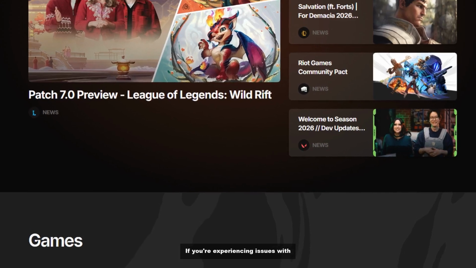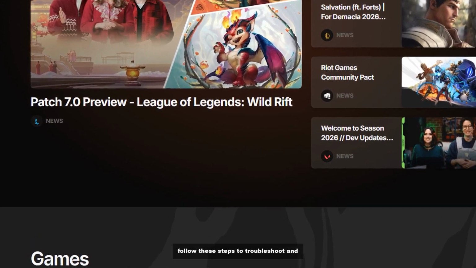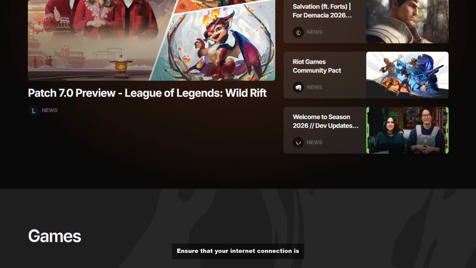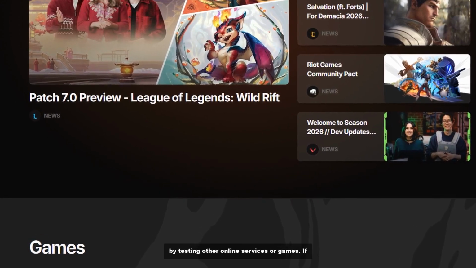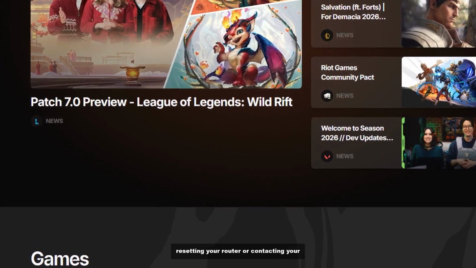If you're experiencing issues with configuring League of Legends multiplayer, follow these steps to troubleshoot and resolve the problem. Step 1. Check your internet connection. Ensure that your internet connection is stable and working properly. You can do this by testing other online services or games. If your connection is weak or intermittent, try resetting your router or contacting your internet service provider.